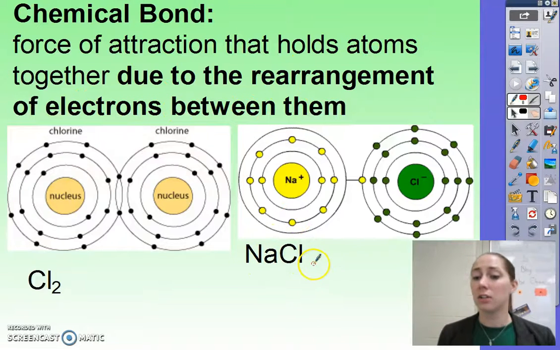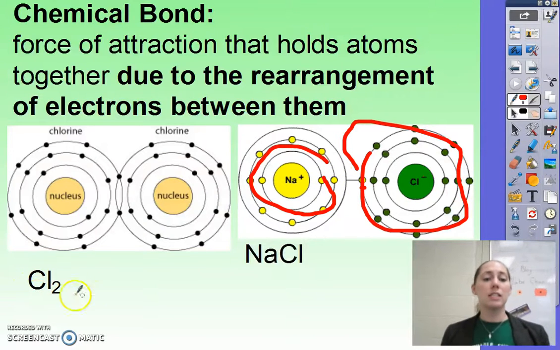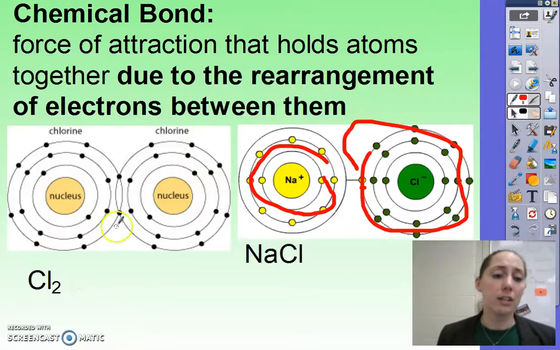So NaCl, sodium chloride, salt. Sodium gives up its electron to chlorine. That way, this one has a full valence shell here, and this one has a full valence shell here. And then that makes them attract together. Whereas Cl2, or chlorine gas, bonds together and shares one electron each, because they both needed one electron, so they share it and get a full valence shell that way.